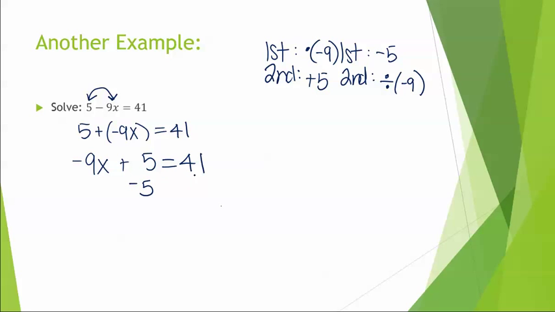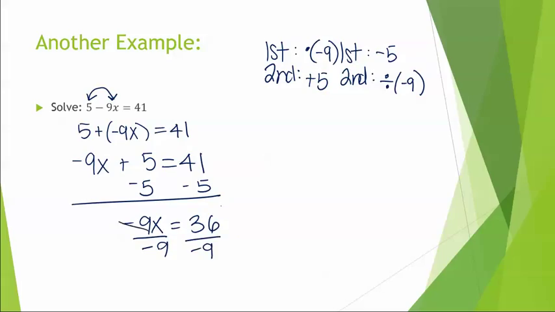Alright, so I'm going to do that. I'm going to subtract 5. And I get 36, and I'm going to divide both sides by -9. And I get x is equal to -4.